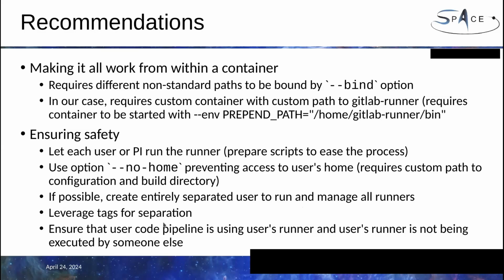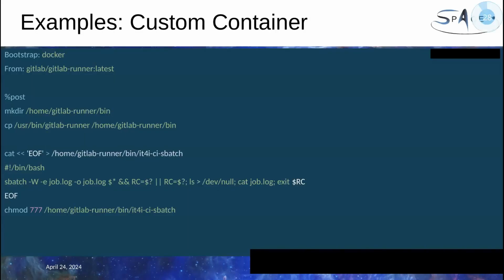Again, just a couple of things. You should leverage tags for separation of the runners, so you know which runner is running where using which tag, and then just by using this tag in your CI/CD, you can target a specific runner. At the end, the safety really depends on ensuring that the user that creates the pipeline is the user that is running the container, and is not being hijacked by somebody else.